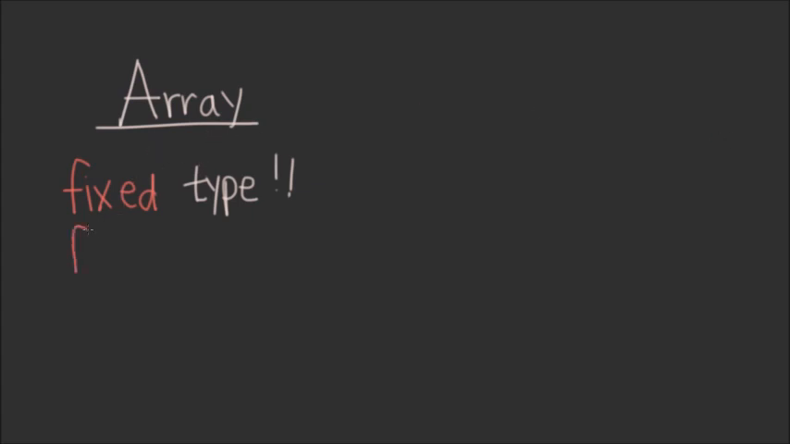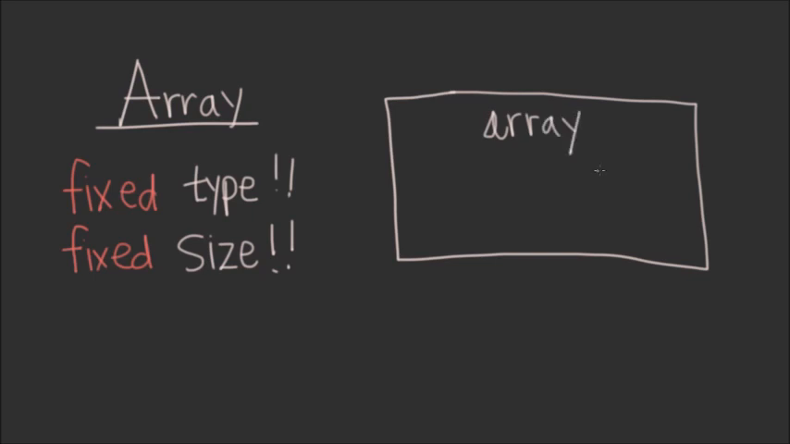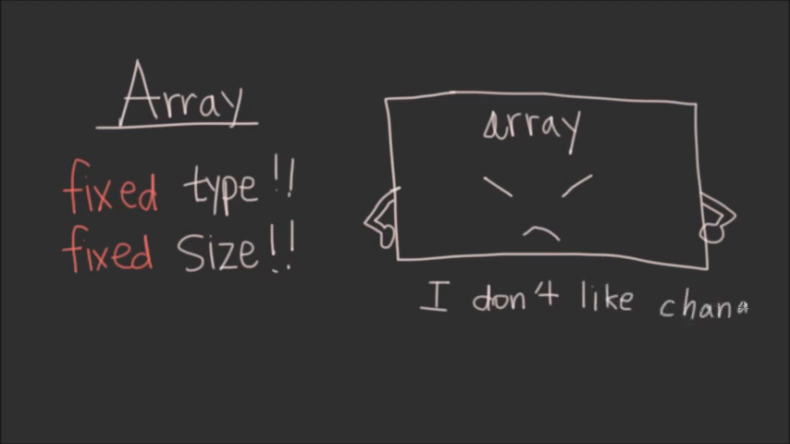Another characteristic of an array is that it has a fixed size. This means once we declare its size, it's done. It's not going to change. Even if we try to make it exercise or eat junk food, its size for the rest of its life is not going to change. So let's keep these in mind and let's go over the syntax of an array.